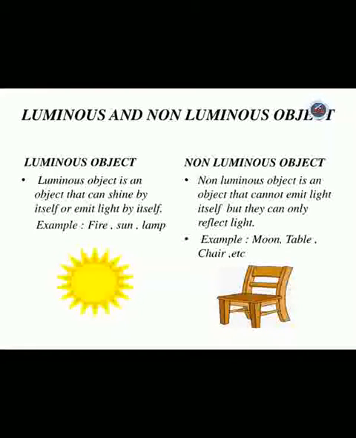Now coming back to the point, what are luminous and non-luminous objects? A luminous object is an object that can shine by itself or emit light by itself. Examples: we have fire, sun, lamp, stars, torch, candle, fireflies, etc. Now, what are non-luminous objects? A non-luminous object is an object that cannot emit light itself. Or in simple words, it doesn't have its own light, but it only reflects the light from a source. Examples: moon, table, chair. As we know, the moon does not have its own light, but it reflects the light from the sun.